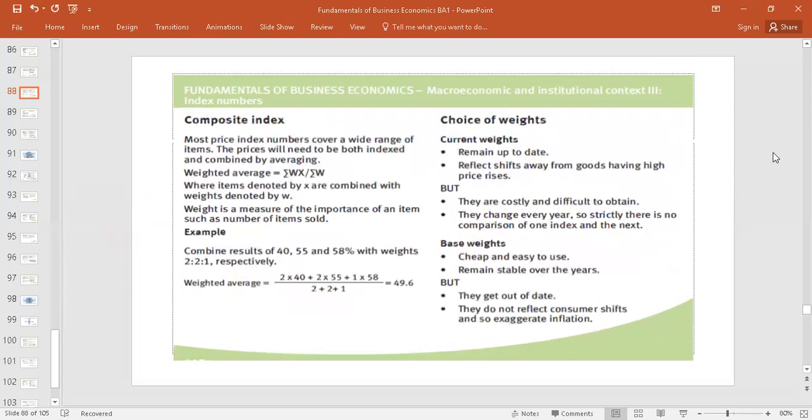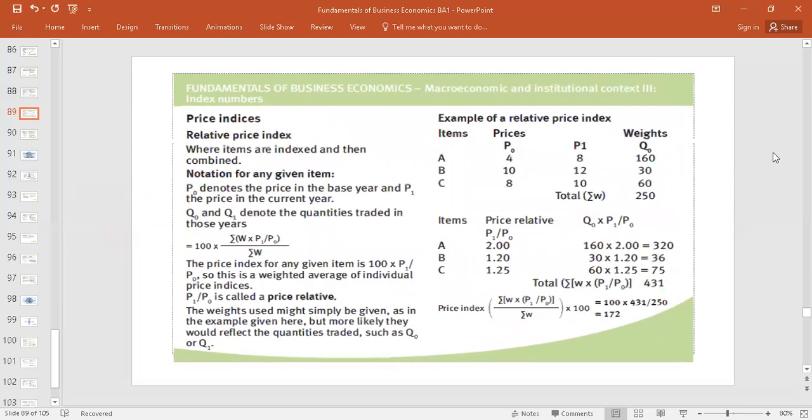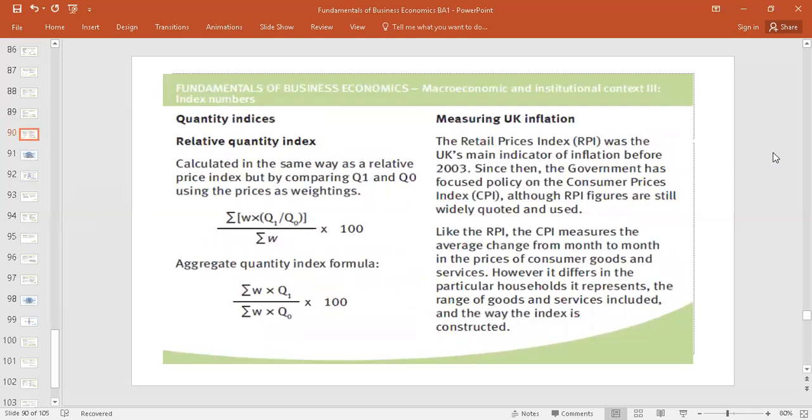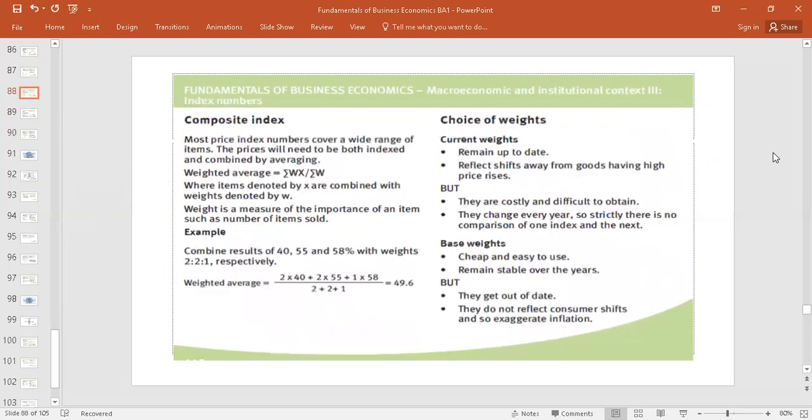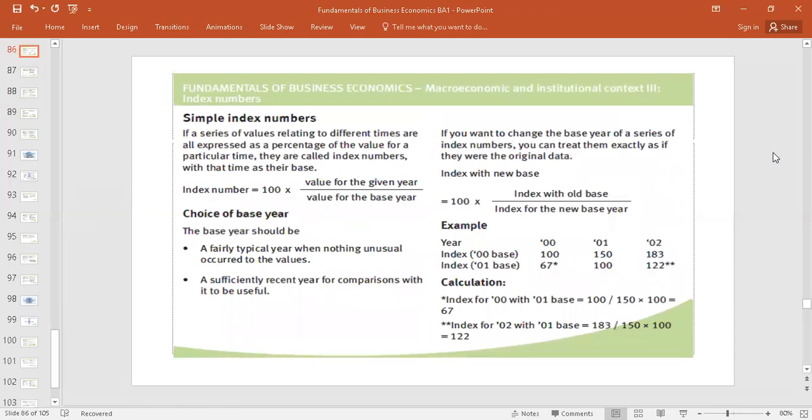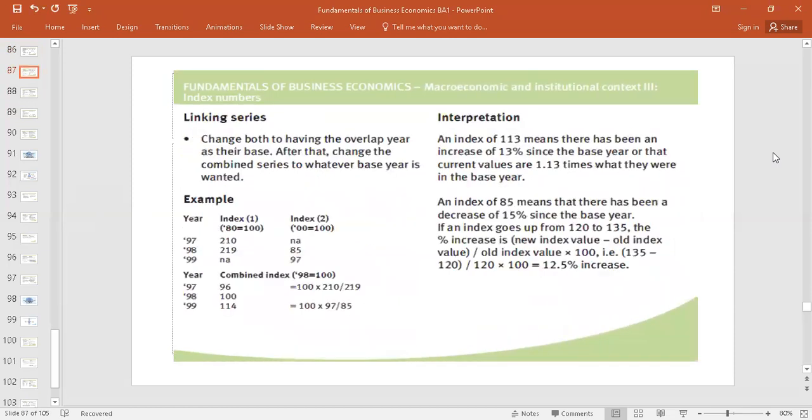One is linking series, composite index, then how to calculate price indices, quantity indices. Linking series: change both to have the overlap year as their base. After that, change the combined series to whatever base year is wanted.